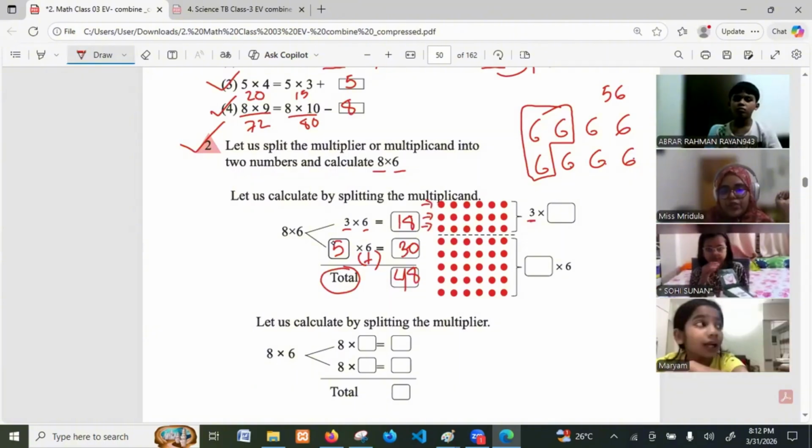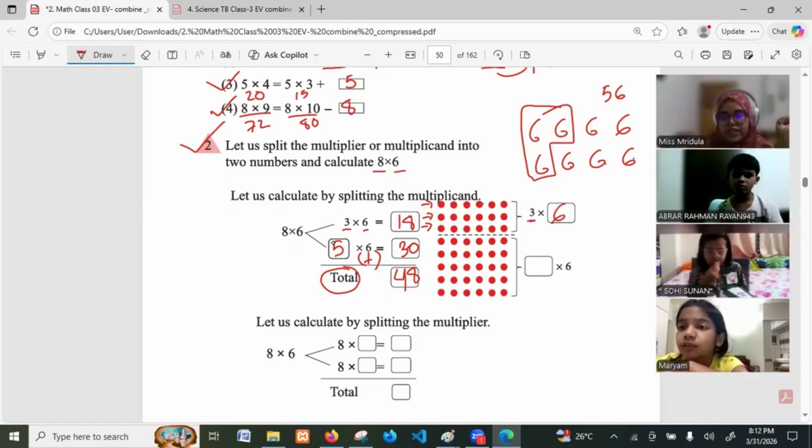Three rows of 1, 2, 3, 4, 5, 6. And here, how many rows of sixes are there? 1, 2, 3, 4, 5, 6. 1, 2, 3, 4, 5. So 5. Yes, Abrar, you wanted to say something?